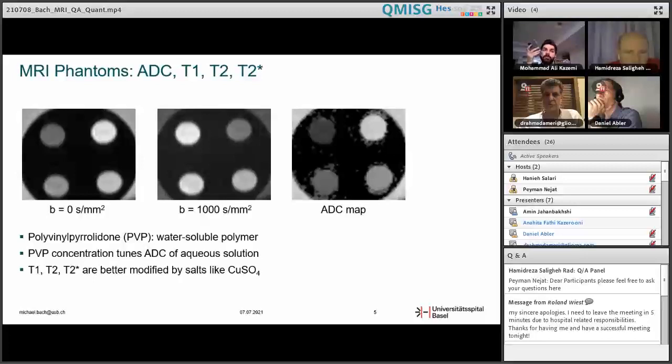For the test of mapping the relaxation times T1, T2 and T2 star, the phantom design is the same: different compartments with different solutions to realize different relaxation times.